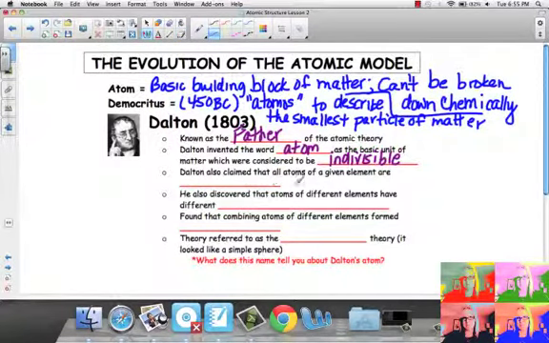Dalton claimed that all atoms of a given element are identical. So all atoms of oxygen are identical. All atoms of neon are identical. He also discovered that atoms of different elements have different properties and masses, which makes sense because we know that neon is a lot different from oxygen and chlorine is a lot different from sodium. They have different properties and they have different masses. He found that combining atoms of different elements formed compounds.